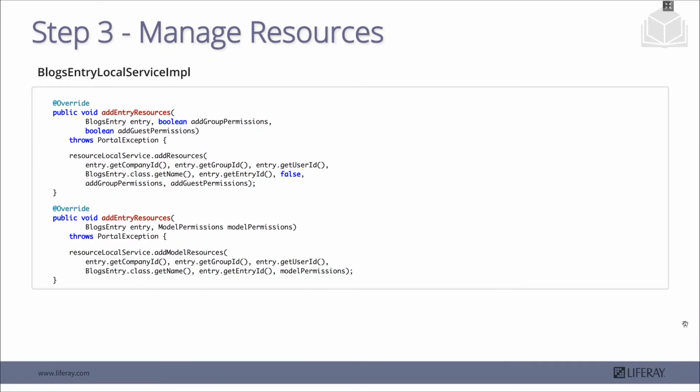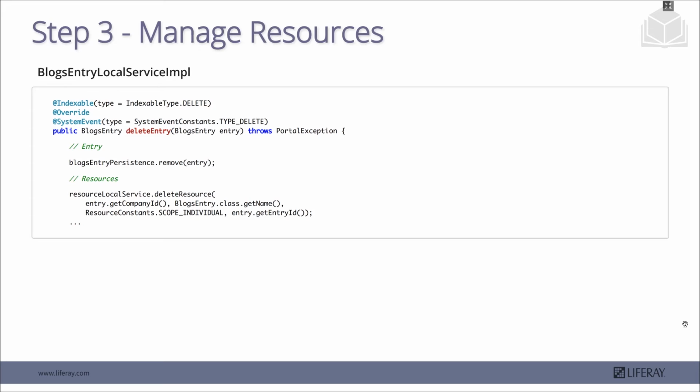So this is what it's going to look like, right? You'll see the call to the resource local service to add a resource, and we're going to be passing a bunch of parameters. You'll also see the same thing in the second method call, to add the model resource as well.